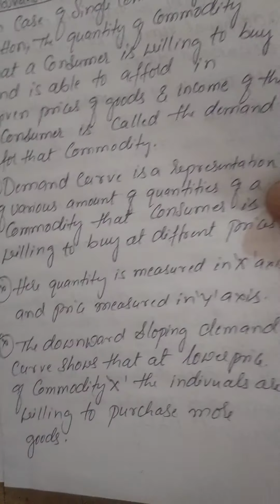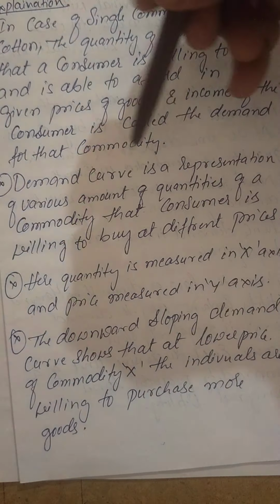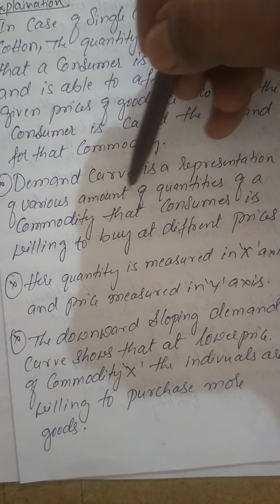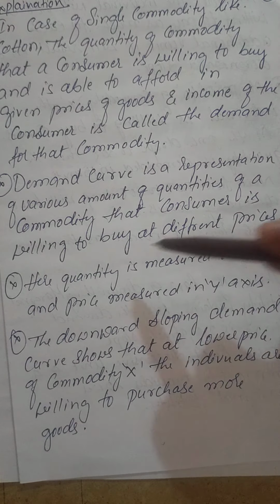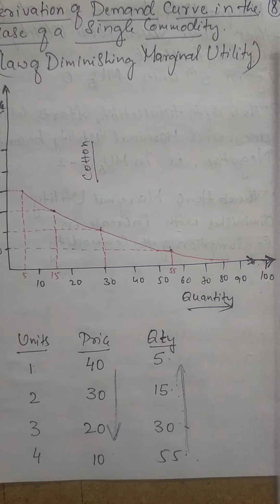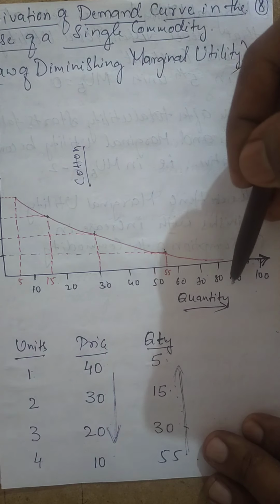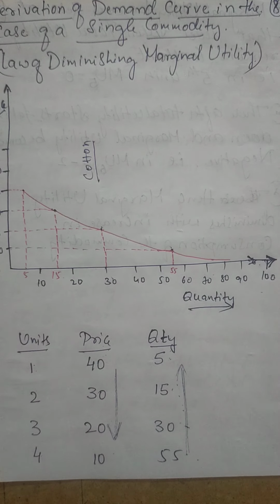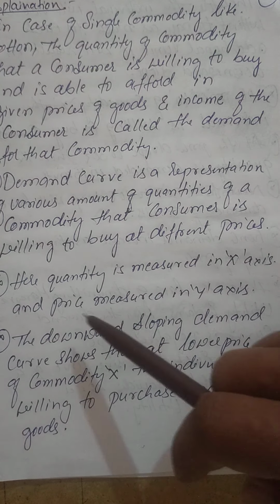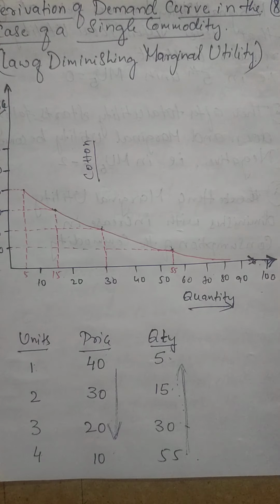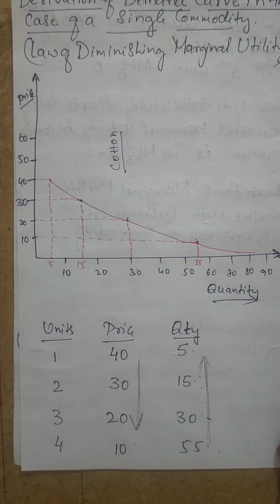So the demand curve, we are speaking about this curve. The demand curve is a representation of the various quantities of a commodity that the consumer is willing to buy at different prices. These are the different price levels, and this is the quantity of consumption with respect to that. Here the quantity is measured on the x-axis and the price on the y-axis.